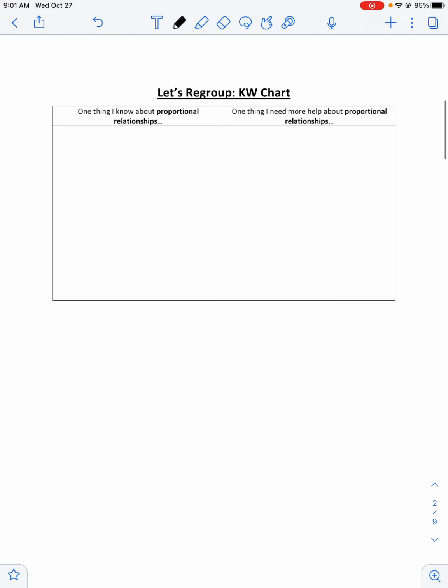The second thing we did in class today was a know and want to know chart. Write one thing you know about proportional relationships and one thing you need more help on. Even if you weren't here, make sure you fill out that need more help column because it's going to help me see what we need to keep going over before we take our first test on proportional relationships.